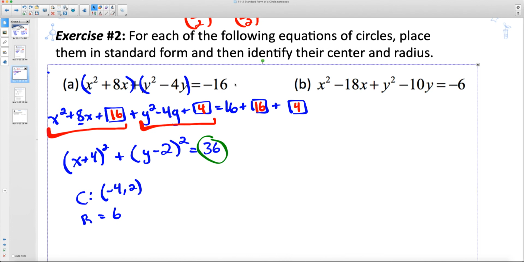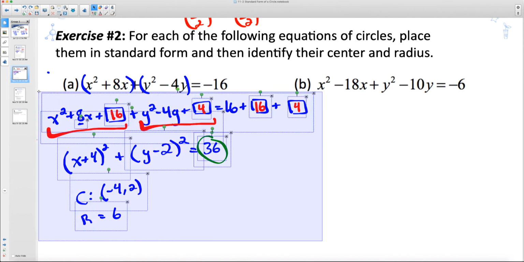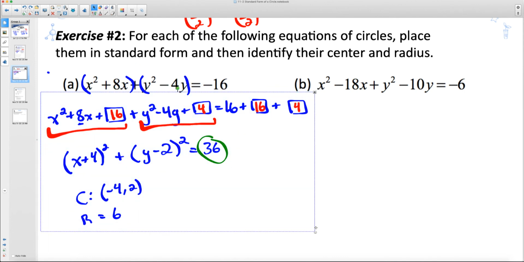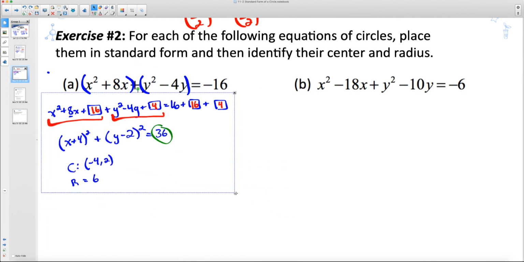Okay, we'll take a look at our next one here. Let me just minimize this to get more room. Okay, so looking at our next one, we want to make sure the leading coefficient is 1. It is. Group the x's together, group the y's together. It already is. Move the constant over. It actually already is. So everything's really set up nicely for us.